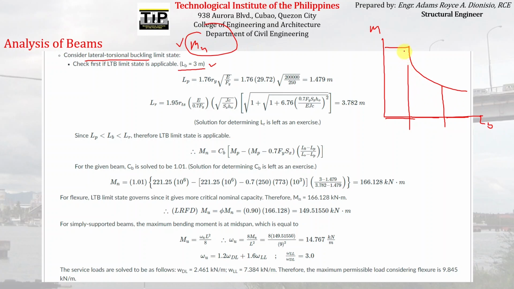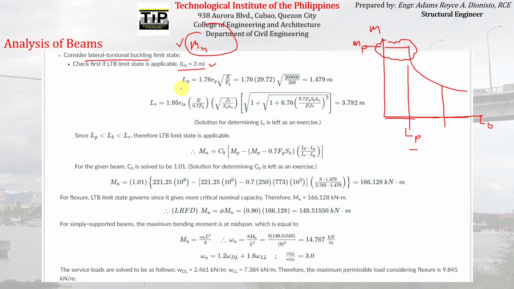The limiting value for the first region is the LP. If the unbraced length will not exceed LP, then we can expect that the steel beam will behave like how it behaved a while ago. It will yield. It will not experience lateral torsional buckling, but yielding. Therefore, it will still attain the maximum moment that it can offer, which is equal to the plastic moment. So we have to compute for LP so that we can compare it to LB.